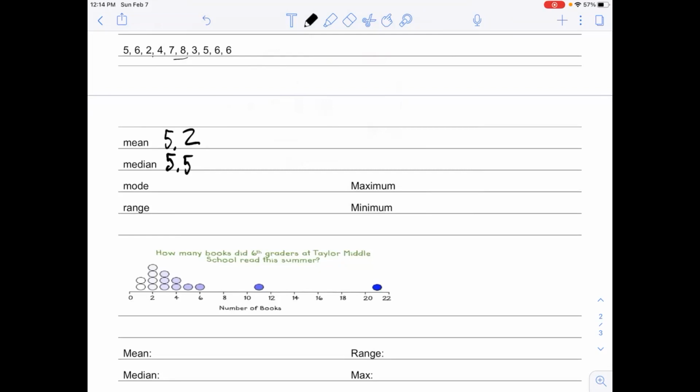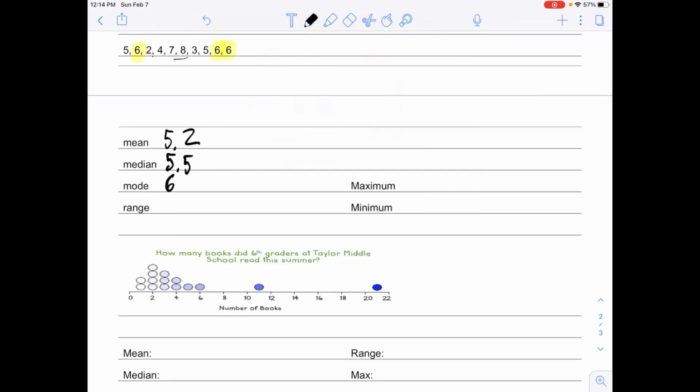For the mode, we want the number that occurs most often. In this case, I see that the number 6 occurred 3 times. The number 5 occurred twice, and everything else just happened once. That means that the number 6 is my mode.